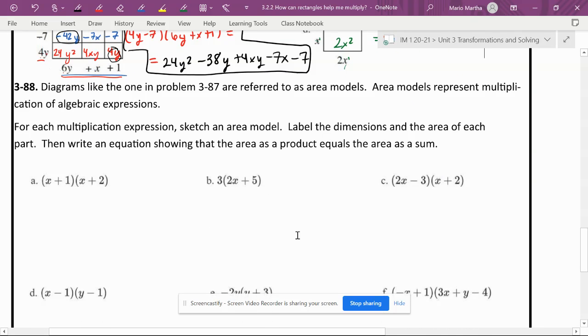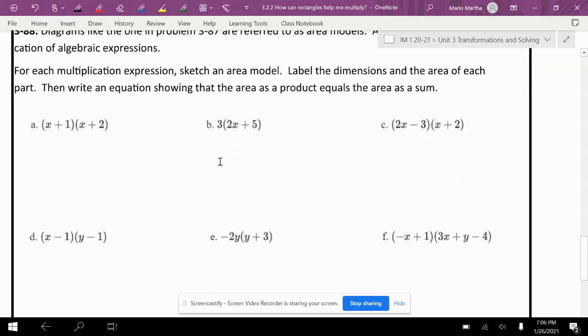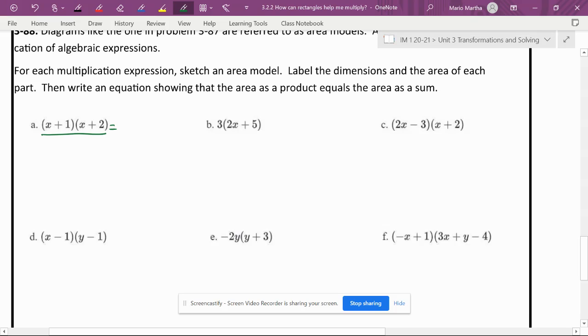So diagrams like in the previous problem, again, are referred to as area models. And area models represent multiplication of algebraic expressions. For each multiplication expression, sketch an area model, label the dimensions and the area of each part, and then write an equation showing that the area of a product equals the area of a sum. All right, so again, what we're doing, this is the product, and then we want to make sure we write it as a sum. So let's draw our rectangle.